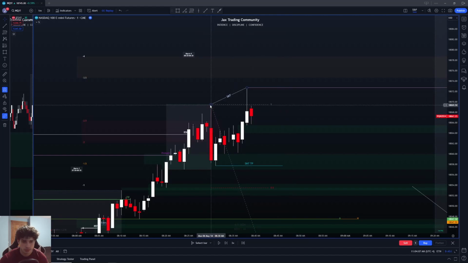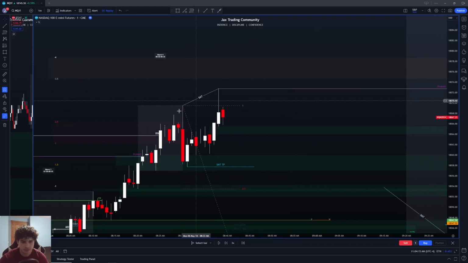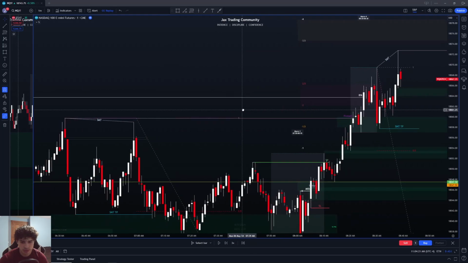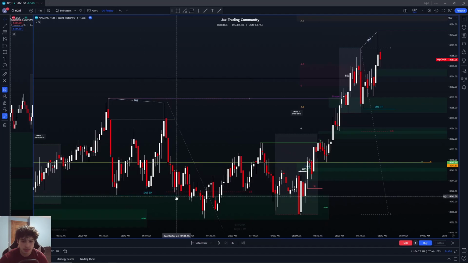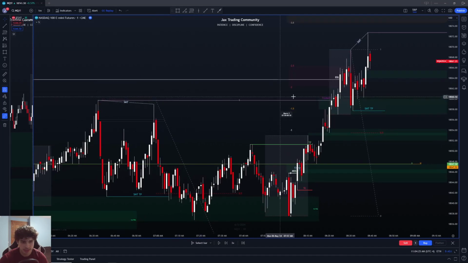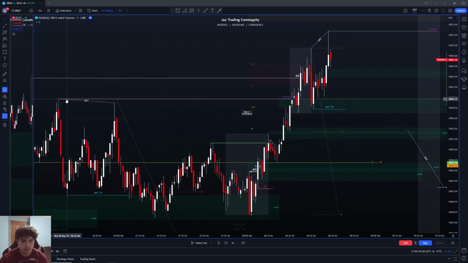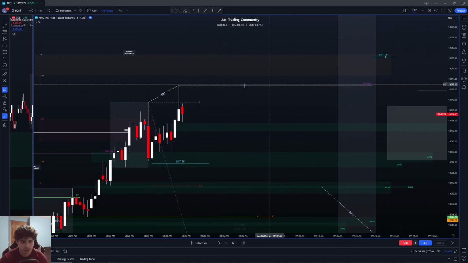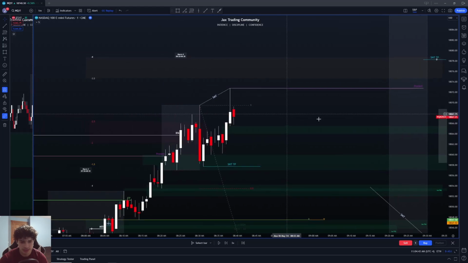So right here, after we tapped 1 to 1.5, we created an SMT right here. And because of that, we do now have a protected high. Something I forgot to mention is that anytime an SMT TP is hit, the protected high or low that is formed from the previous SMT will most likely be a target of liquidity. They're always going to want to soon in the future be targeted. So right here we have this protected high; this is going to be a liquidity target after this SMT TP gets taken.